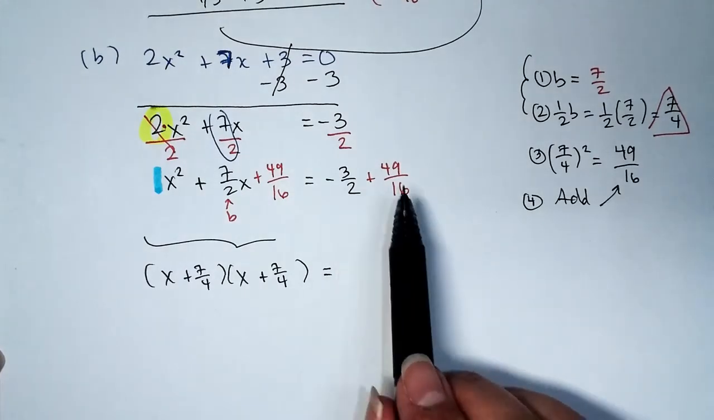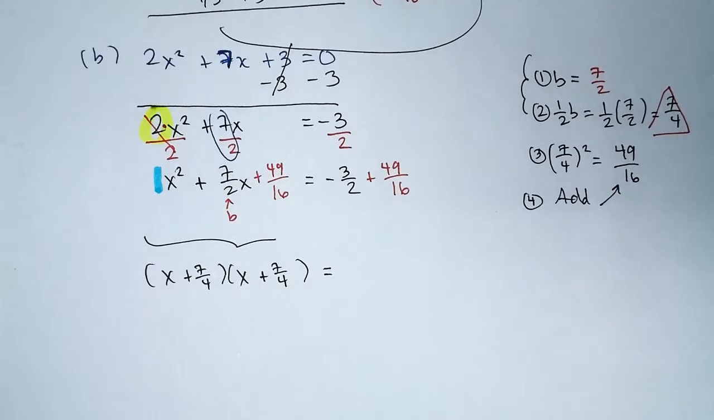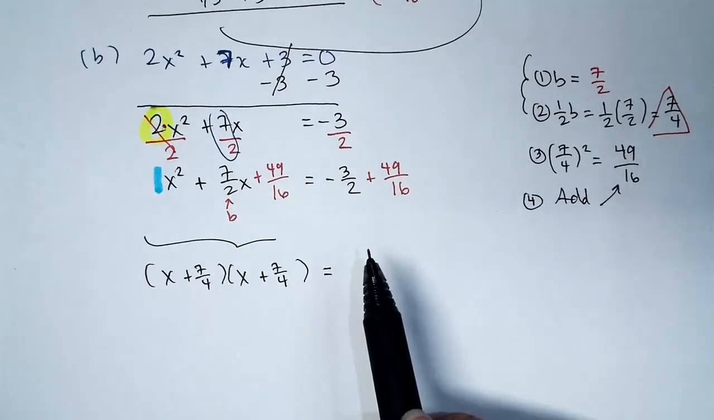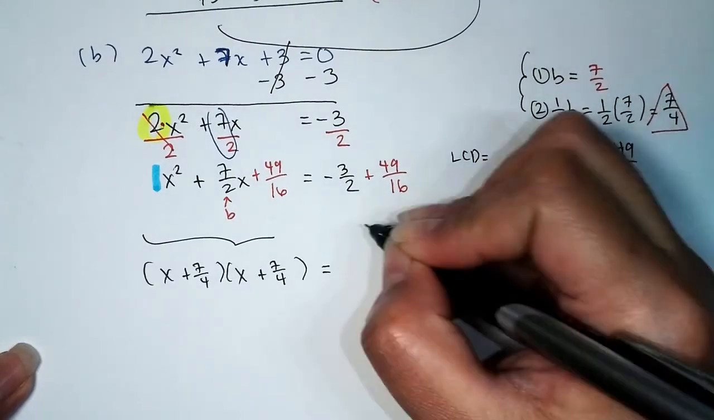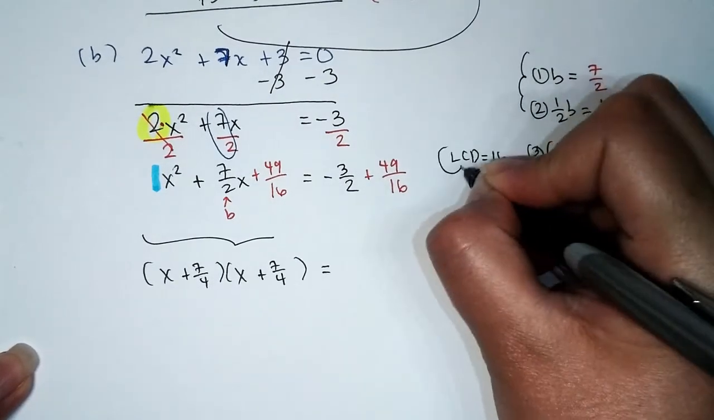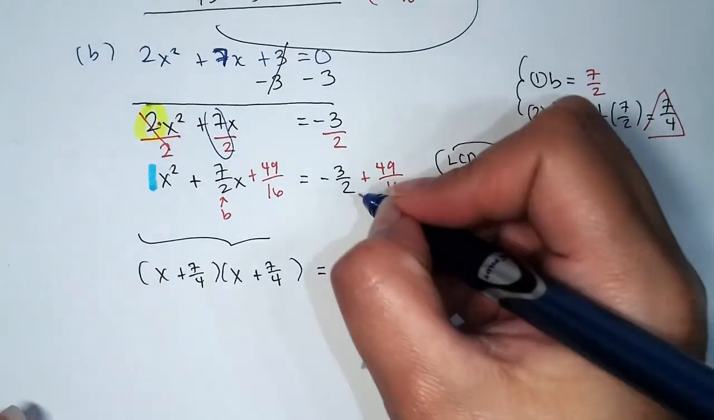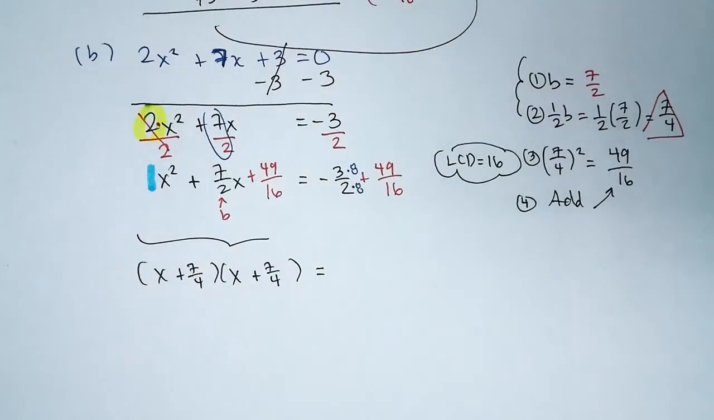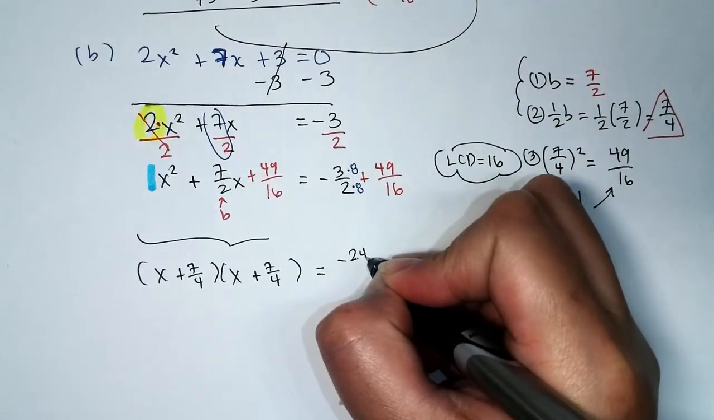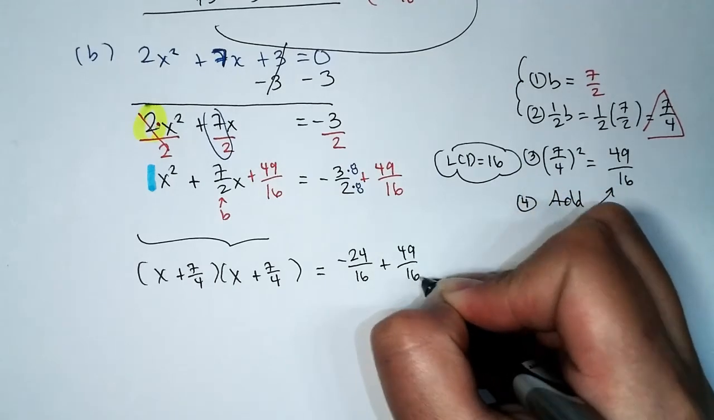Oh, to make it spicier, let's go ahead and add. You could do it in your head, but I don't know how to do it in my head. Let's go ahead and write those equivalent fractions. The least common denominator between 2 and 16 is 16. So when we write those equivalent fractions, that first denominator, let's give it the missing factor of 8, and then that will give us negative 24/16 plus 49/16.